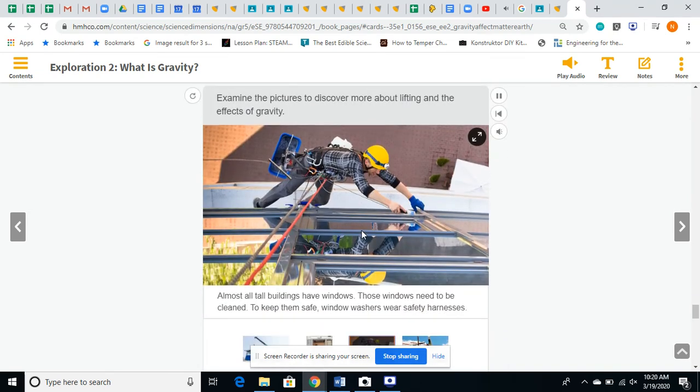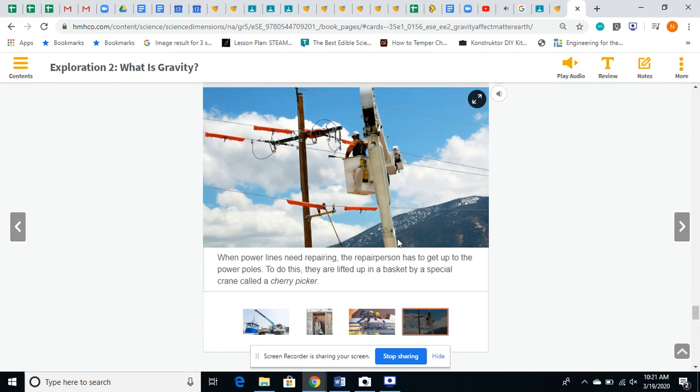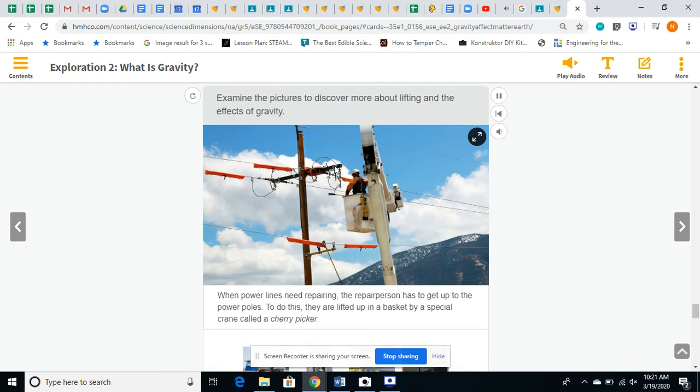Almost all tall buildings have windows. Those windows need to be cleaned. This is terrifying. To keep them safe, window washers wear safety harnesses. When power lines need repairing, the repair person has to get up to the power poles. To do this, they are lifted up in a basket by a special crane called a cherry picker.